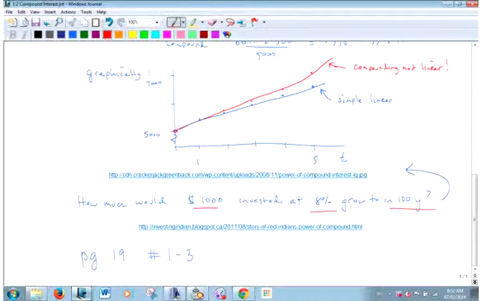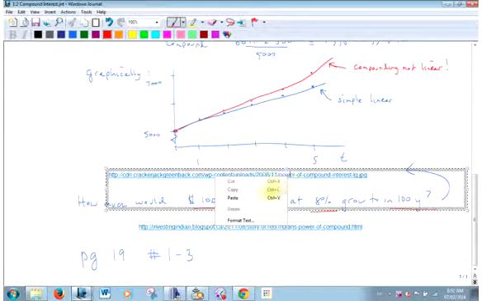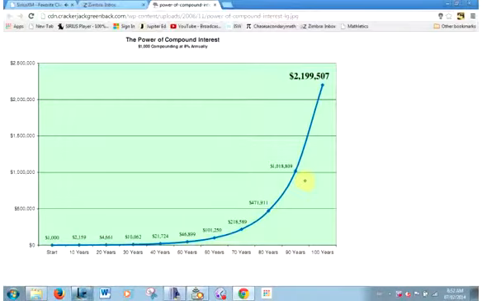$800,000. You think so? 800 grand. Woo. Let's have a look. How about 2.2 million? What? That can't be right. Does this look linear? Yeah, that's it.